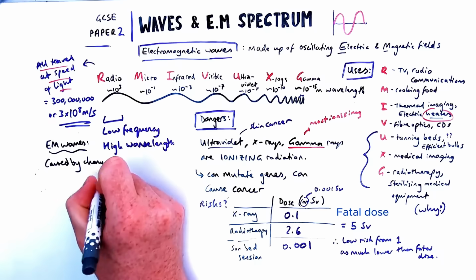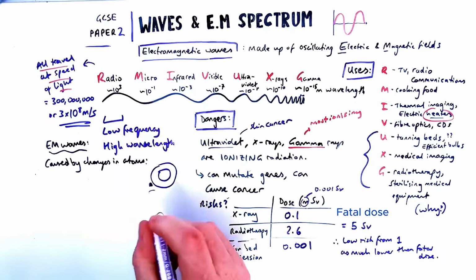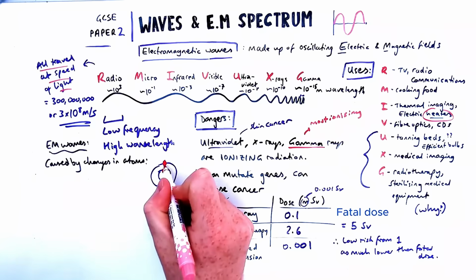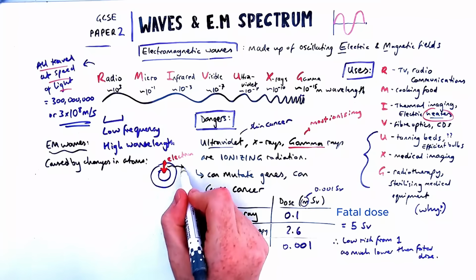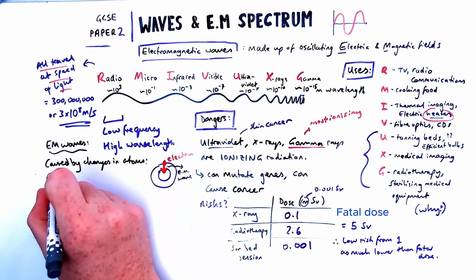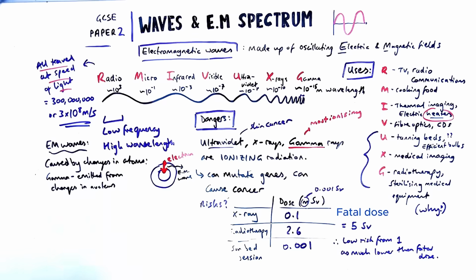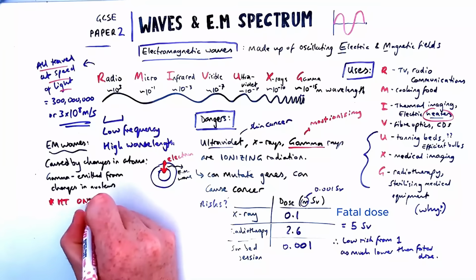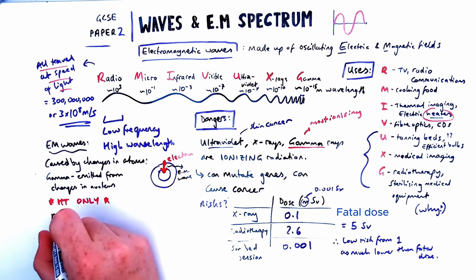Now, electromagnetic waves are all caused by changes in atoms. If you've watched my video about the Bohr model, we'll know that electrons exist in shells, but they can change between shells. When they drop from a higher energy shell to a lower energy shell, they emit electromagnetic radiation, or an EM wave. Gamma rays are emitted from changes in the nucleus, not in the shells of electrons. The last part of this topic on the electromagnetic spectrum is for higher tier students only, and it is a tricky one, but it comes up a lot in exam papers.